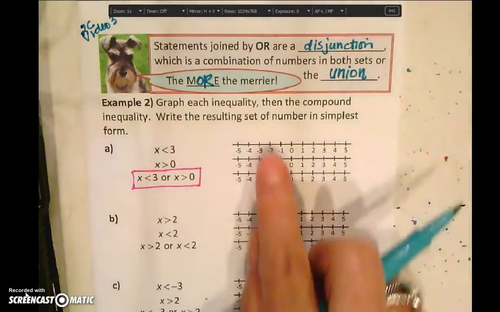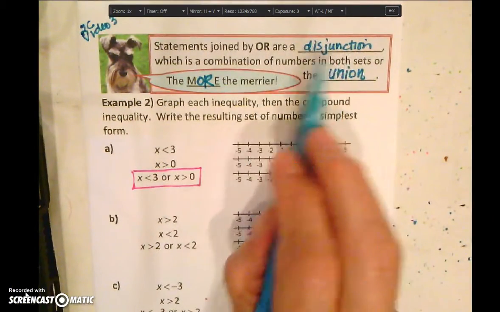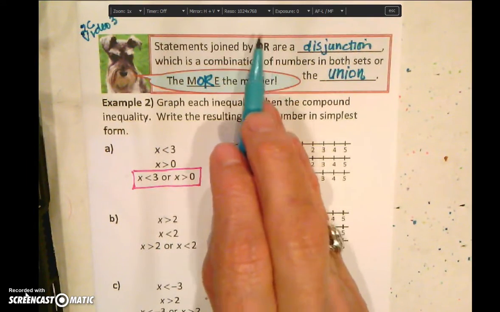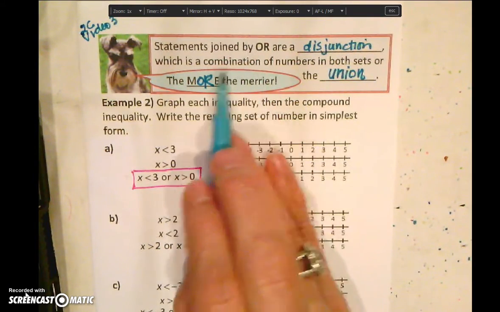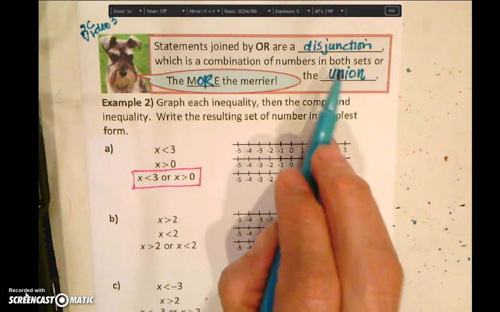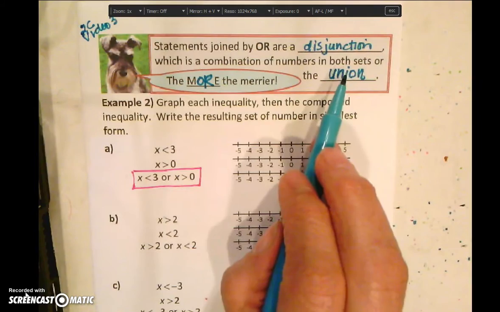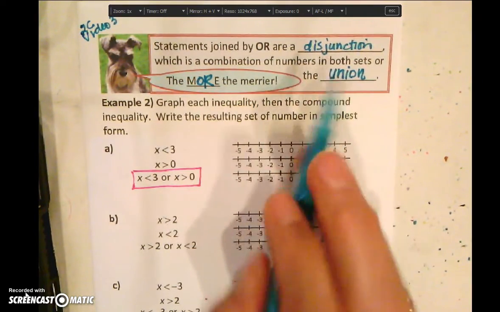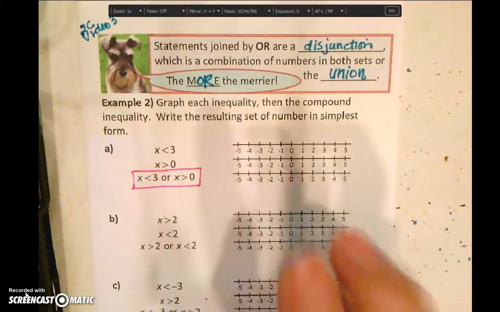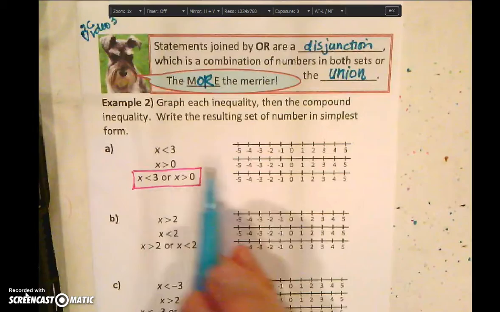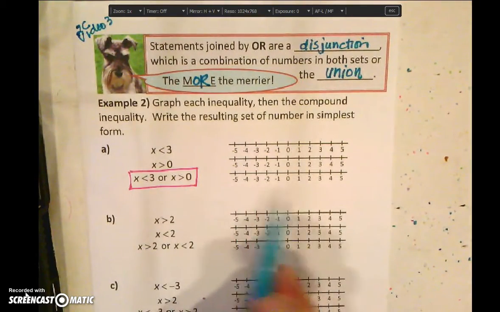So in this video, let's look at the disjunctions, or the compound inequalities that are joined with the word or. And again, it's a combination of numbers in both sets, or the union. So remember, a union is like, say, a marriage where a man and a woman are joined together into one family. And that's what's going to happen here. We're going to take these two sets and join them together in a single answer.